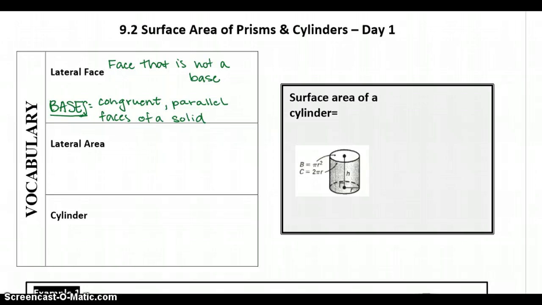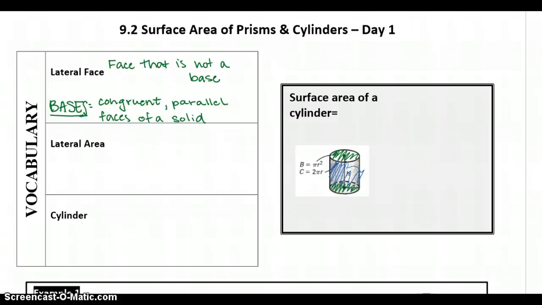So if you look at the cylinder picture to the right, we can clearly see on the bottom there is a circle, and on the top there is a congruent circle. So those circles are our bases. So the lateral faces are anything that is not a base. So in this case it would be the curved side going all the way around the shape.